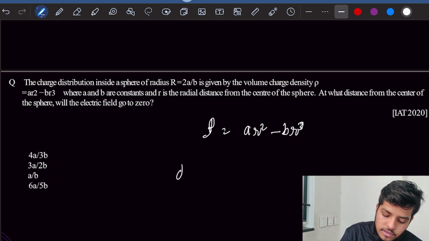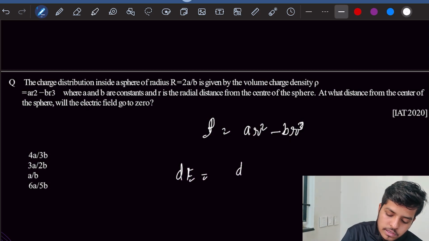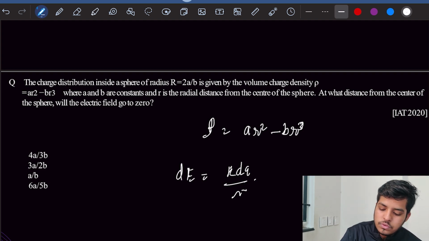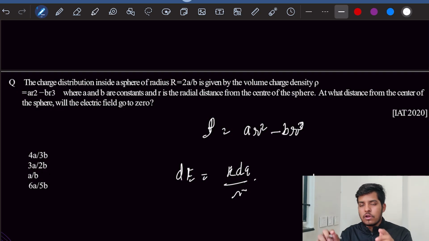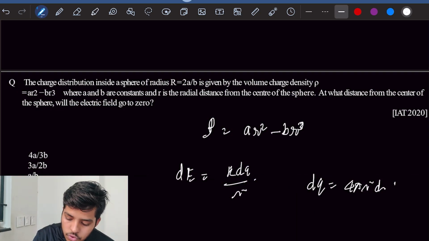So electric field dE equals K dq by R squared. We have to find dq. dq equals 4 pi R squared dr, which is the small volume of that sphere, into rho.